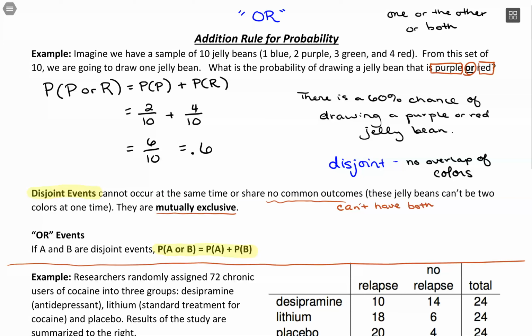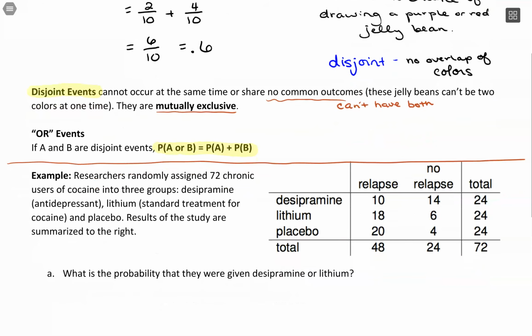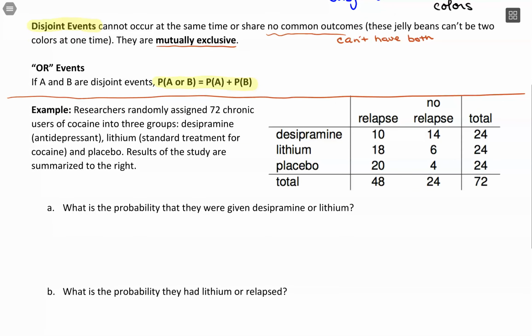So let's look at a scenario where we see a difference between disjoint and not disjoint. This is some data that was collected. We have a two-way table here, or contingency table, where they did a treatment for cocaine users. They gave desipramine to one group, lithium to another group, and placebo to another, and then they recorded whether or not they relapsed. So with the first question here, what's the probability that they were given desipramine or lithium?